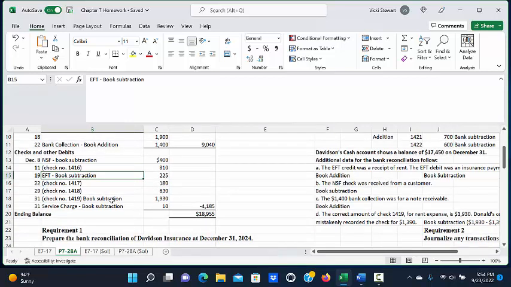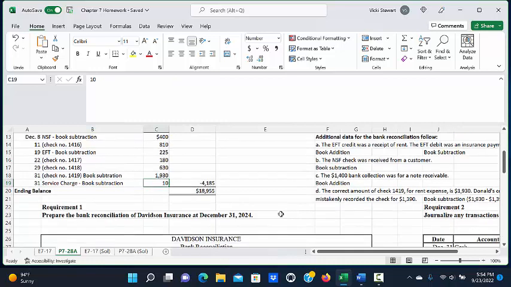We've already talked about that we will be correcting our books for the $1,390 that we recorded when the amount was actually $1,930. And then we'll also have a book subtraction for the service charge of $10.